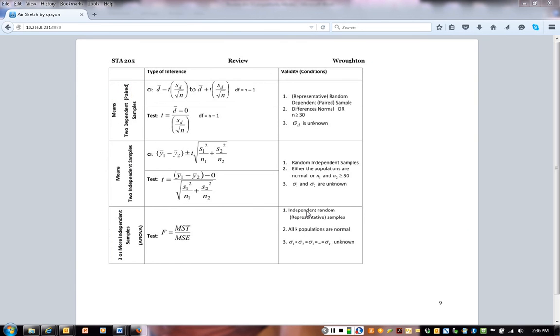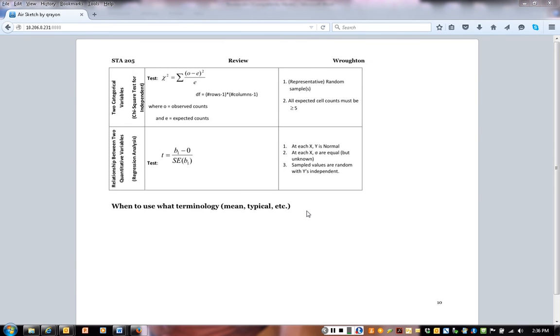Alright, the last spots here on our formula sheet. So we have the 2 categorical variables, so that's actually been longer ago. So this was the comparing 2 categorical variables, just as it sort of says right there.